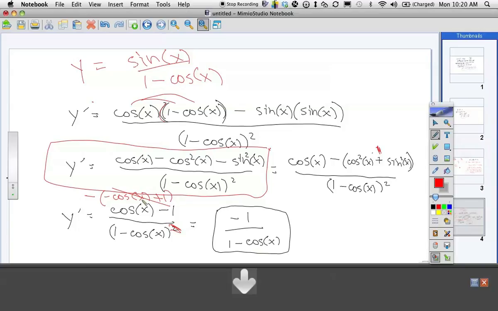Right here I had a 1 minus, when I took out the negative, that made a 1 minus cosine. And down here I have 2 times 1 minus cosine. So I canceled one. So that's why there's only one down there. Okay? It's kind of like having an x over an x squared. Cancel the x. All right?